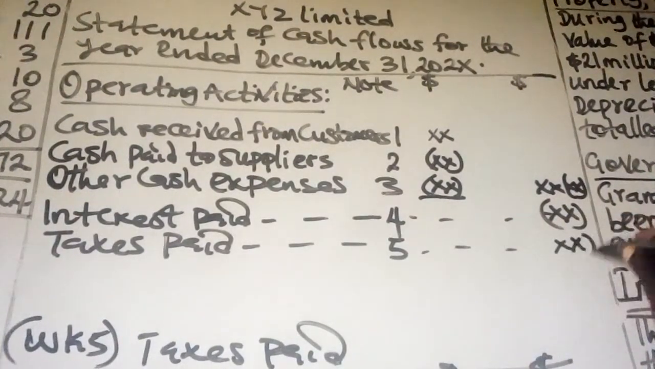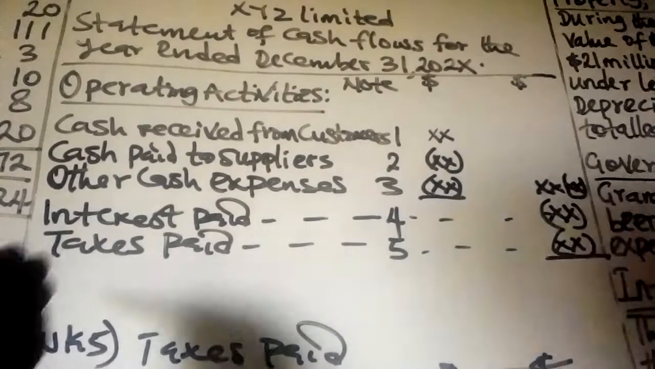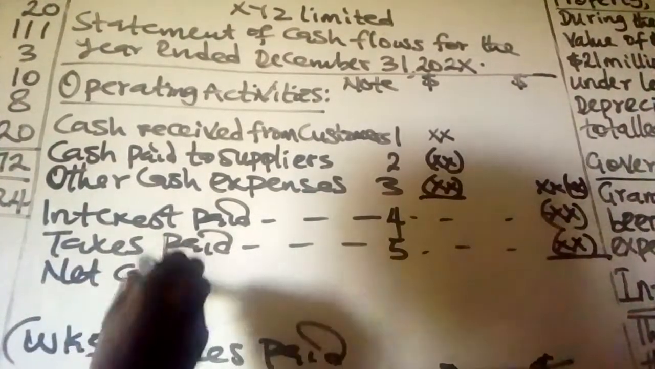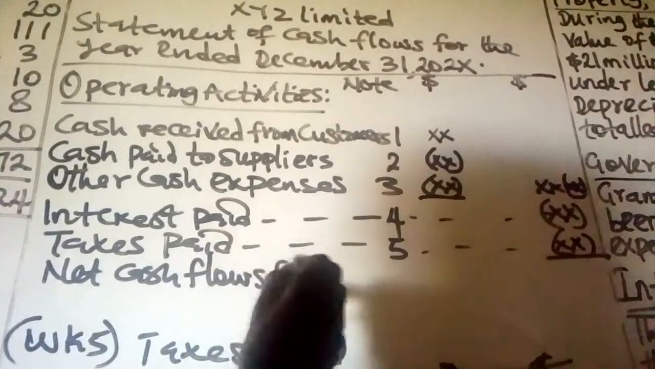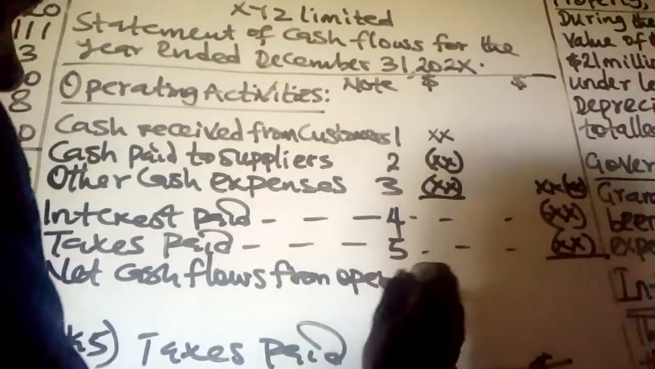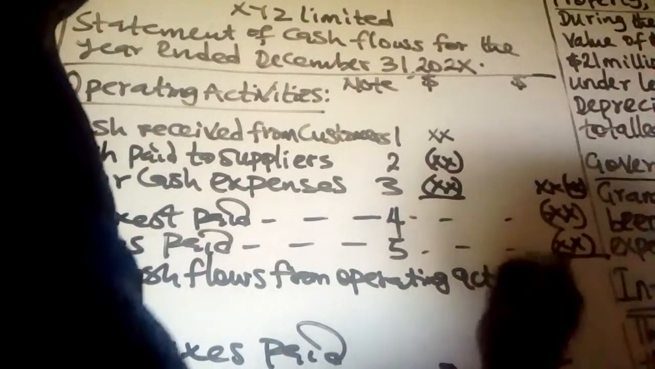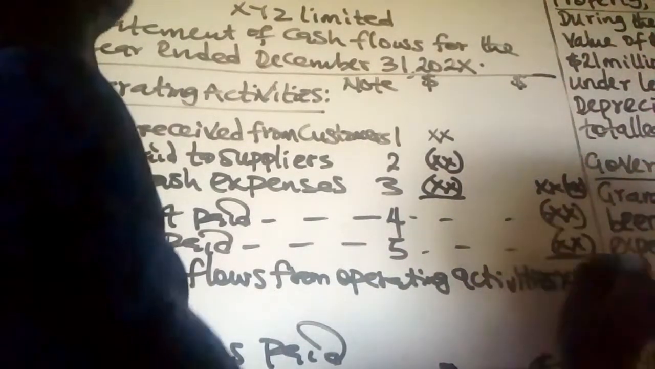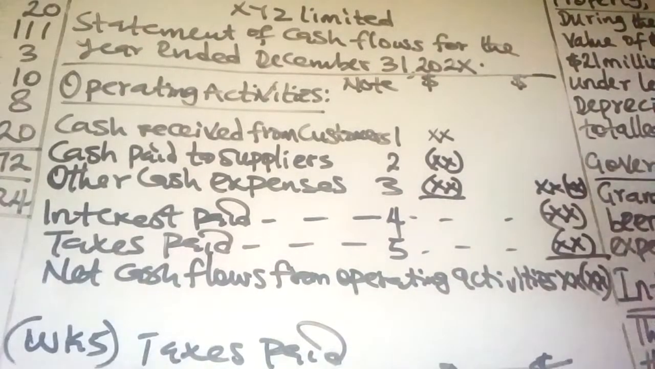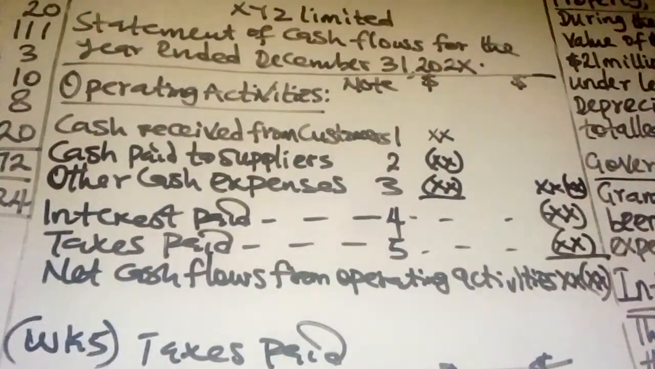Then you report it as operating activity. Then when you have this minus this minus this, you get net cash flows from operating activities. It could be positive and it could be negative. Where payment exceeds receipt, it will be negative, and where receipt exceeds payment, it will be positive.